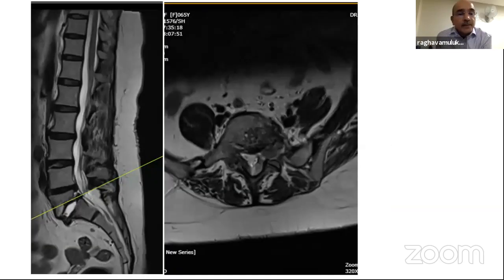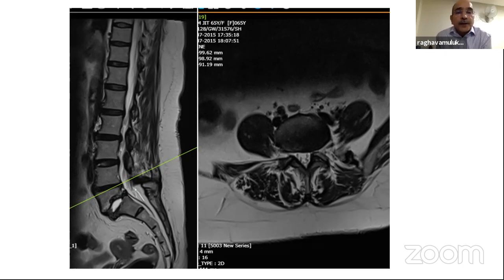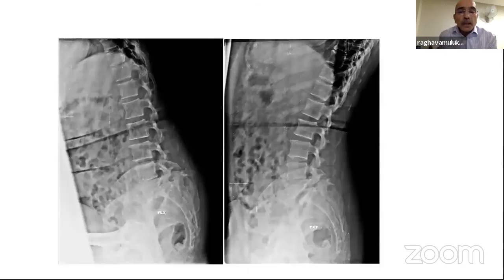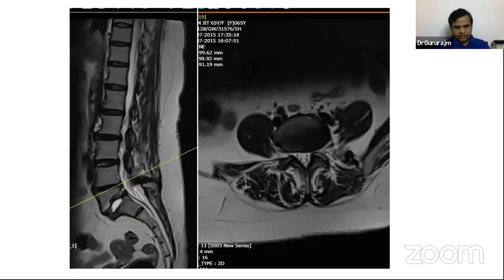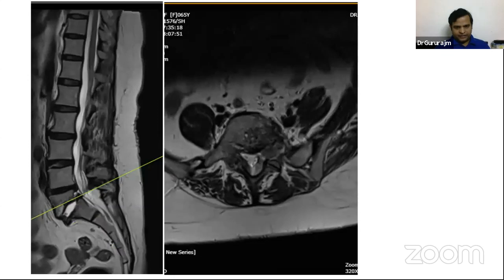Go back to the X-ray once again. Now look at the L4-5 as well. See what's happening to it in flexion and extension. There's a small posterior osteophyte, but from what I can see on my screen, there is a reduction in L4-5 height in flexion. Yes, there is some angular instability there also. Well noticed, sir. So that's how it looked, and that's the L5-S1 disc level.